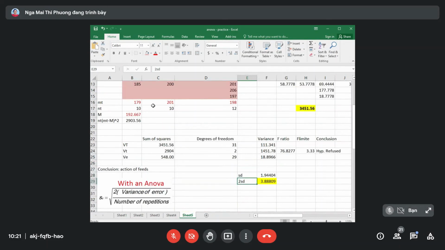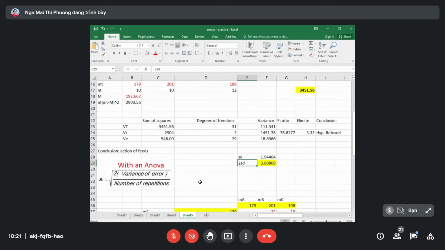By calculating the mean of each group, you have mean A equal 178, mean B equal 201, and mean C 198. So just looking at the mean, you think that the fit B will be the best, right? Followed by fit C, and fit A is the last one. However, if we check by the SD, we can see something different.